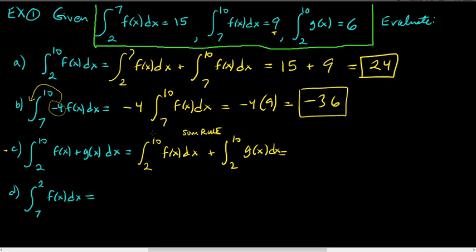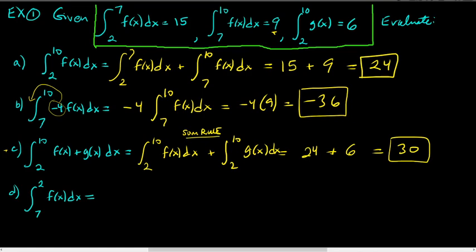So what's the first integral? Well, we calculated that already. In part A, that was just 24. So the first term here is just 24. And what about this definite integral here? Well, that was given up here. That's 6. So 24 plus 6 is 30. So just using the sum rule, that's what you get.